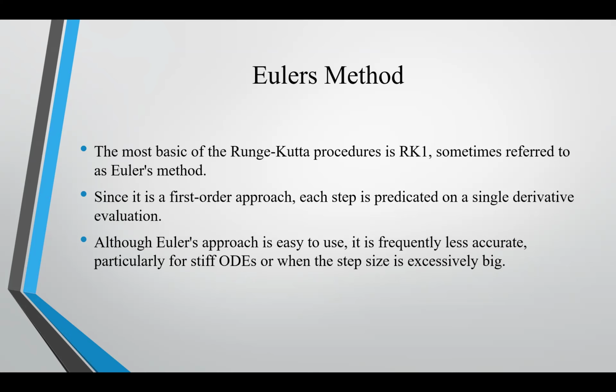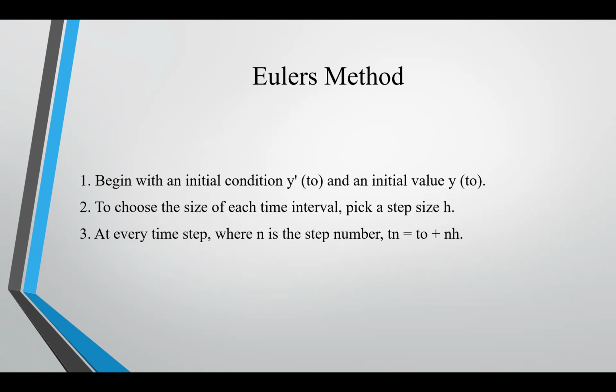equations. And there are some steps for the Euler method. The first step is starting with the initial condition, that is y dash of t naught and the initial value of y of t naught. The next step is choosing the step size h, where h defines the interval over which the approximation proceeds. Then iterate to the approximate solution at each step n, where n is the step number, tn equal to t naught plus nh.